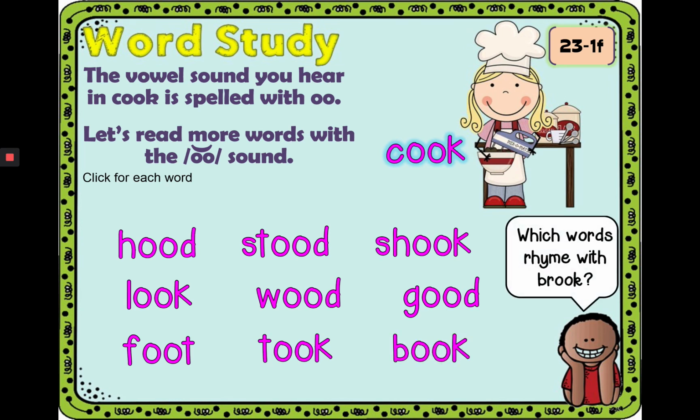All right, he's asking which words rhyme with brook. So I'm going to read them again. Up at the top is cook. Does cook rhyme with brook? Yes, it does. How about hood? Does hood rhyme with brook? No. How about stood? Does stood rhyme with brook? No. My next word is shook. Does shook rhyme with brook? Yes, it does. Look. Does look rhyme with brook? Absolutely. How about wood? Does wood rhyme with brook? Nope, they don't have the same ending sound. Good. Does good rhyme with brook? Nope. How about foot? Does foot rhyme with brook? No. What about took? Does took rhyme with brook? Yes, and my last word is book, which also rhymes with brook.